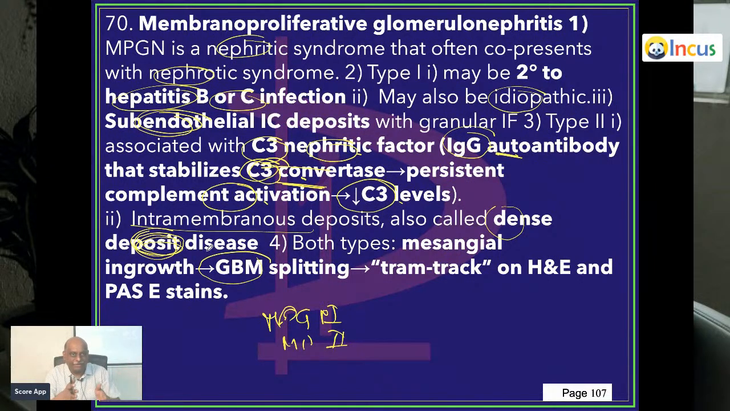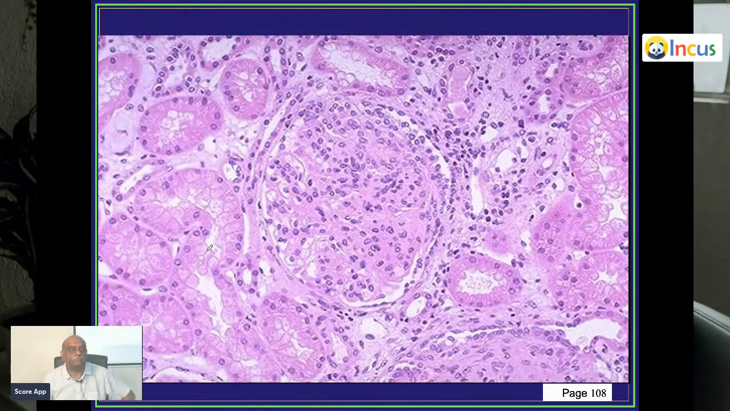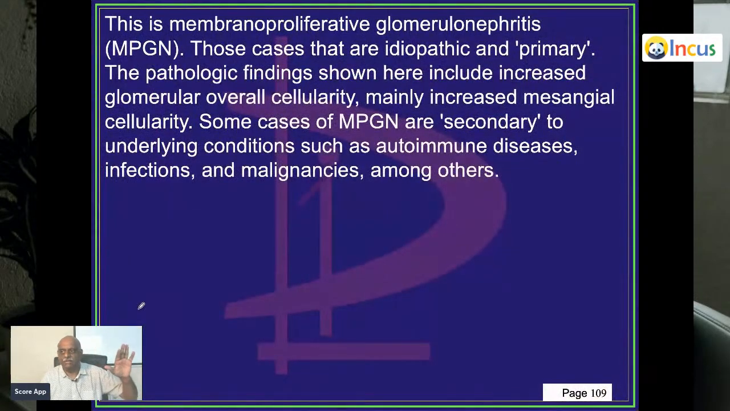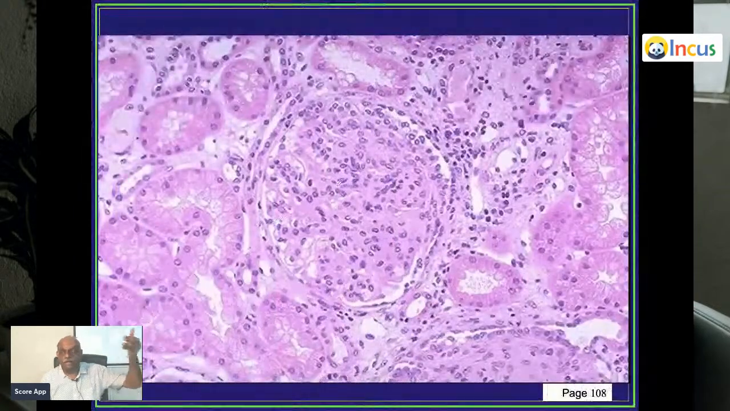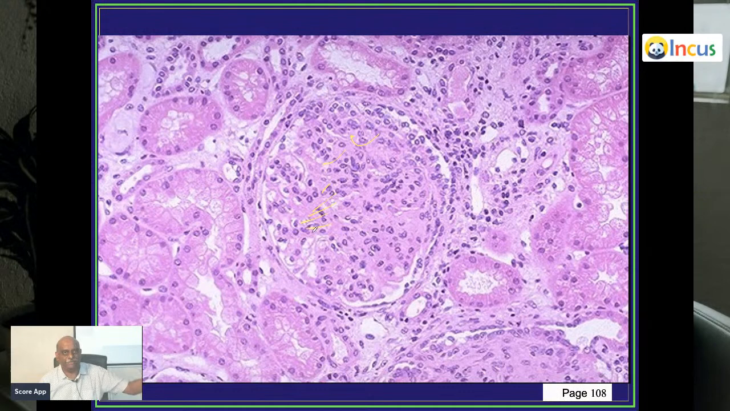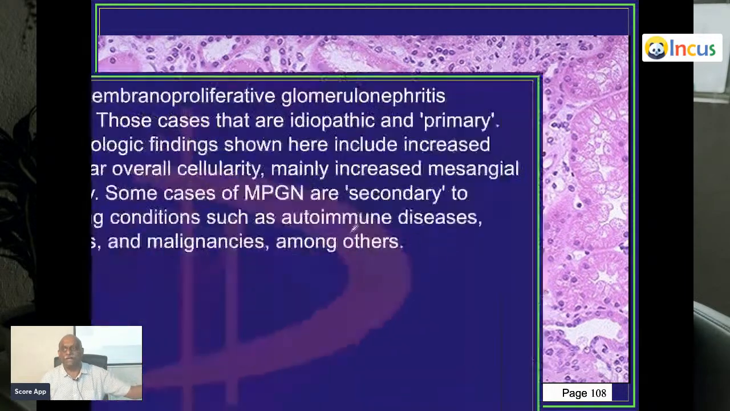Tram track means, like Kolkata has trains inside the city, tram track, because of the splitting of the GBM, because of the mesangial ingrowth is what you need to remember. So this is a classical MPGN which you are able to see, doctor. And overall, what do you find? Increased mesangial cellularity is what you are able to see. Hence, it is proliferative. Membranoproliferative glomerulonephritis, MPGN.